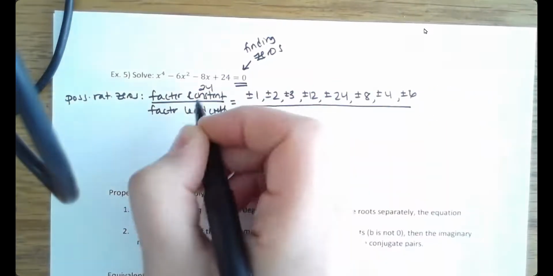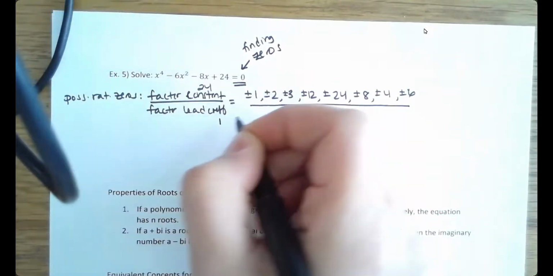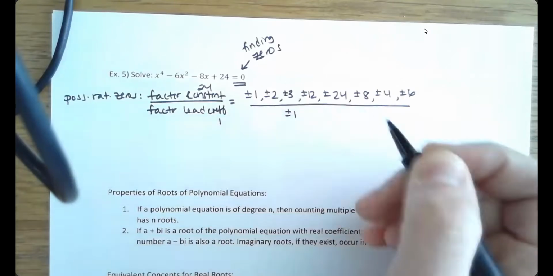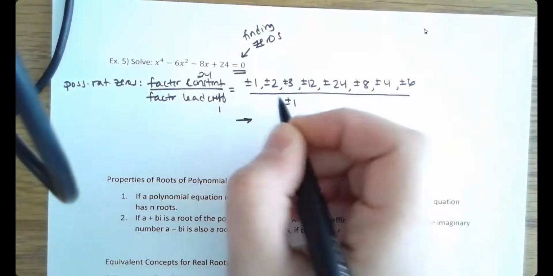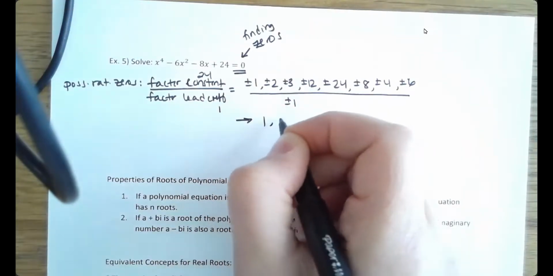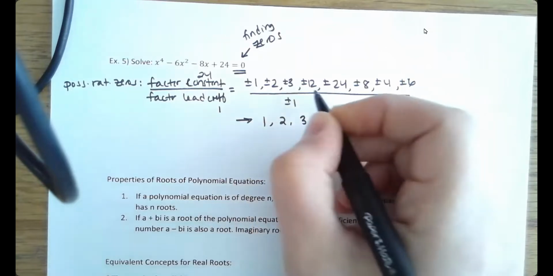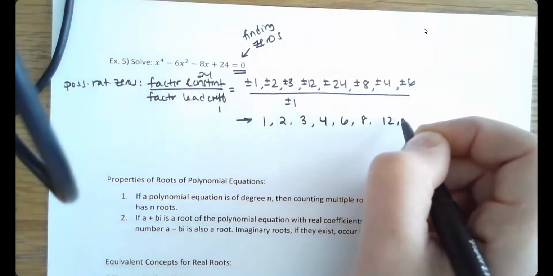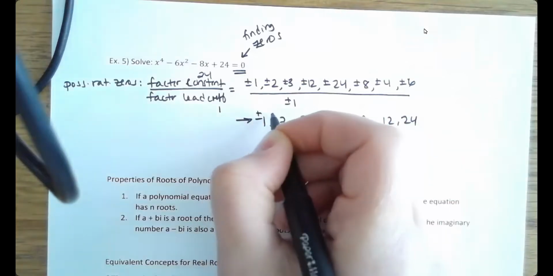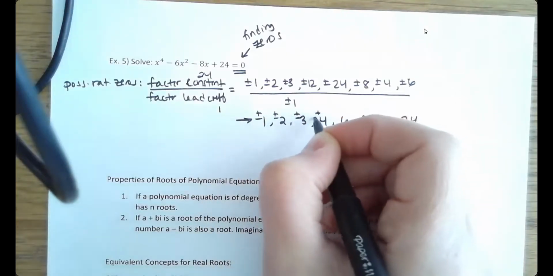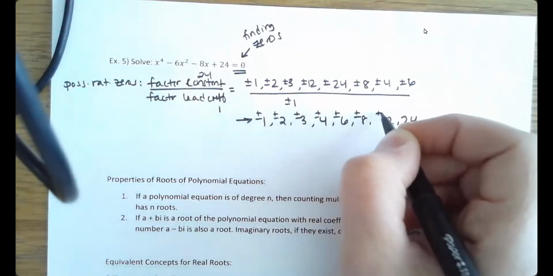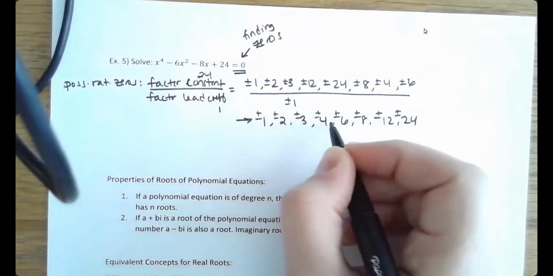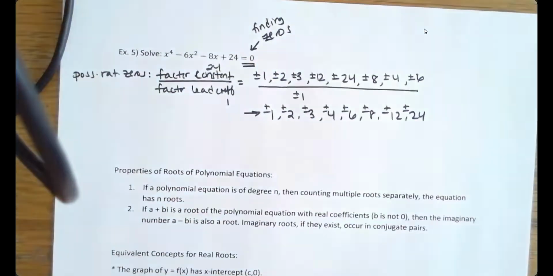For the denominator, my leading coefficient is only 1, which is nice. So it's just plus or minus 1 here. So if you divide everything out, your possible rationals are going to be 1, 2, 3. I'm just going to go in order here. 4, 6, 8, 12, and 24. And of course, all of these are plus or minus. So I have 16 possible options for just the rational zeros, which is a lot.